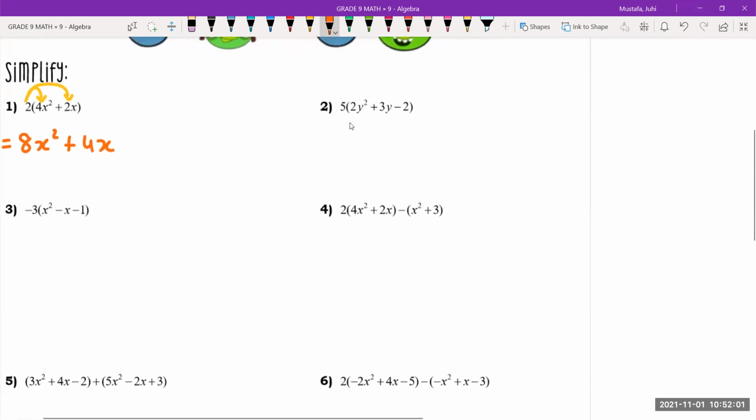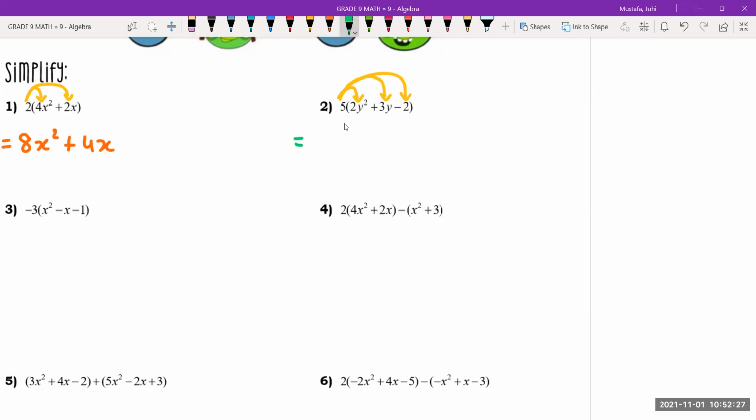This time we have the number 5 outside of the bracket, and we have 3 terms inside, 2y squared plus 3y minus 2. So what are we doing? We're going to multiply the 5 to the first term. Then we're going to multiply the 5 to the second term. And then we're going to multiply the 5 to the third term. Okay, so let's look at the first term.